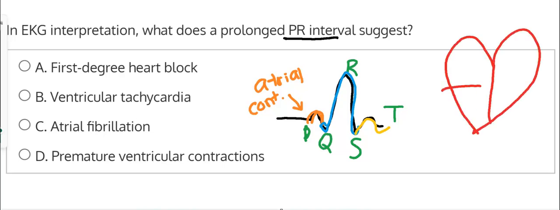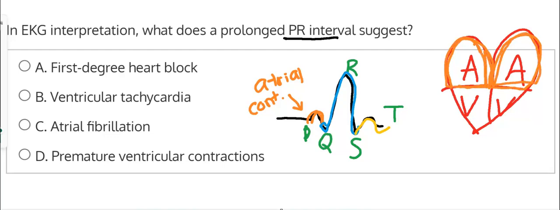We've got our heart here. We have our two atria, our right and left, and our ventricles here. So if we're talking about that atrial contraction, we're talking about these two top chambers in the heart contracting. As opposed to the QRS complex, where we are talking about our bottom chambers, the ventricles, contracting. And then our T wave at the end has to do with relaxation.